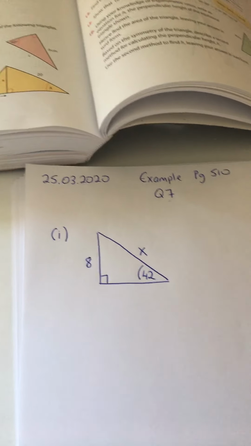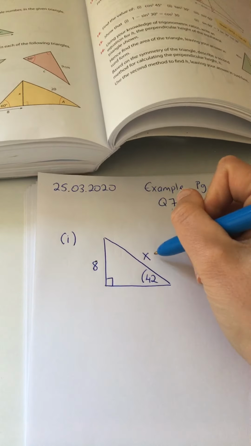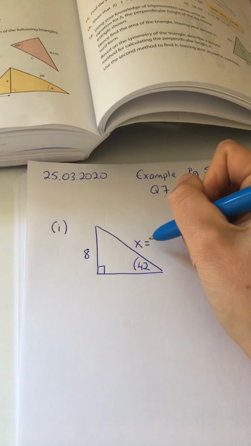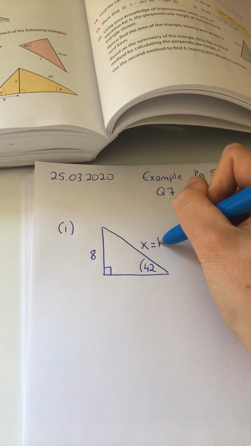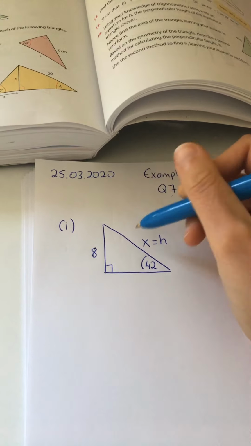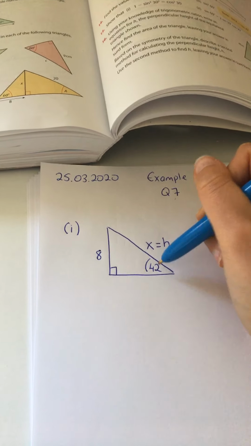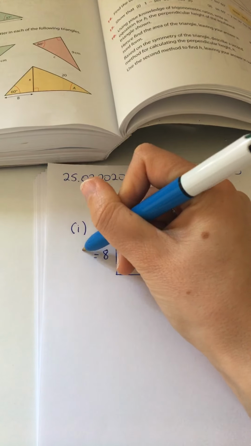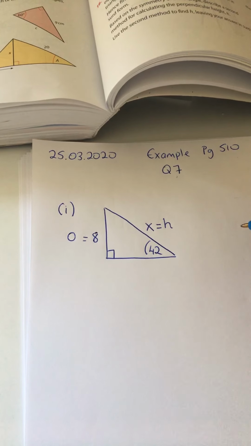So once you have that triangle drawn, we'll get labeling the sides. So x is our hypotenuse as it's opposite the right angle. And 8 is opposite 42, so 8 is our opposite.